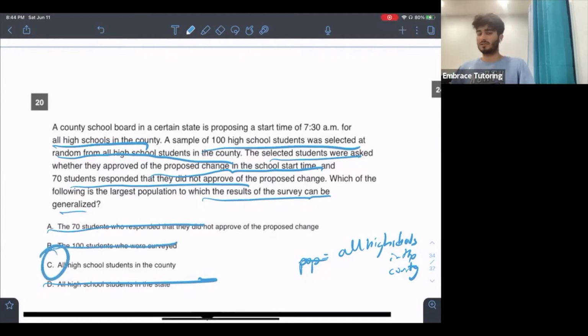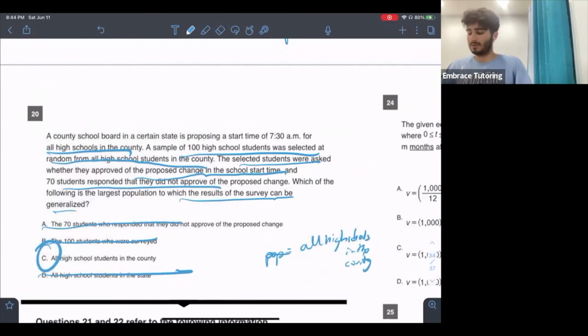Choice C has to be the correct answer for 20. Since the population is all high school students in the county, and the students were randomly selected from all high schools, then it makes sense that the results can be generalized to all high school students in the county.